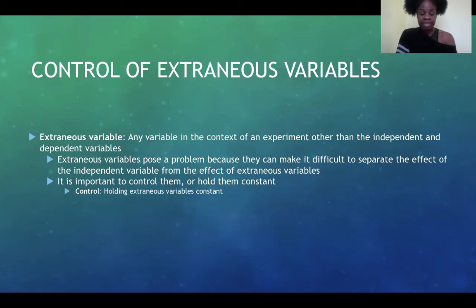An extraneous variable is anything that varies in the context of a study other than the independent and the dependent variables. Extraneous variables pose a problem because they can make it difficult to separate the effect of the independent variable from the effect of the extraneous variables. This is why it is important to control them or hold them constant, okay?